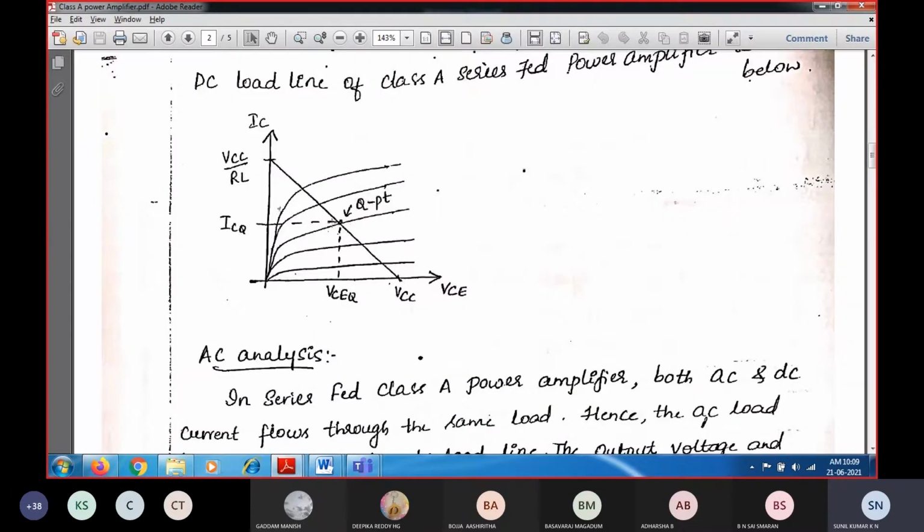When the Q point is selected exactly at the cutoff region, that means for a given input full cycle, only the positive peak of the input signal will be obtained as output, whereas the negative peak of the signal will be 0 because of the selection of the Q point at the cutoff region. In this type of amplifier, in order to get a full wave output signal, you can go with another Class B amplifier, which works with respect to the negative half cycle of the input signal.